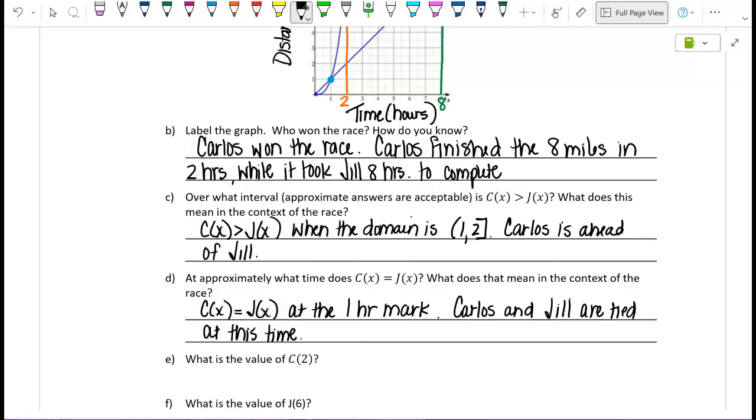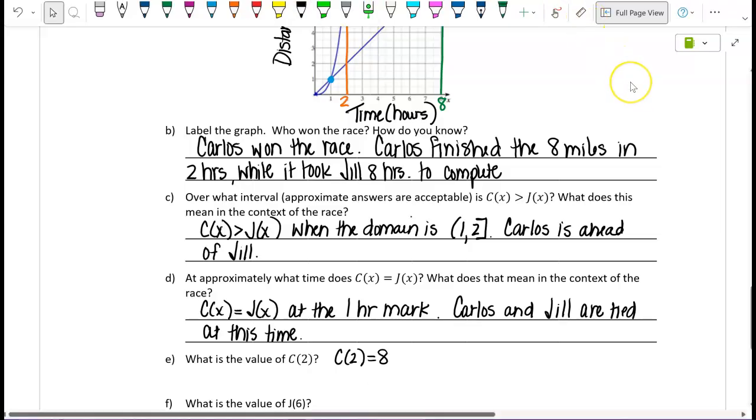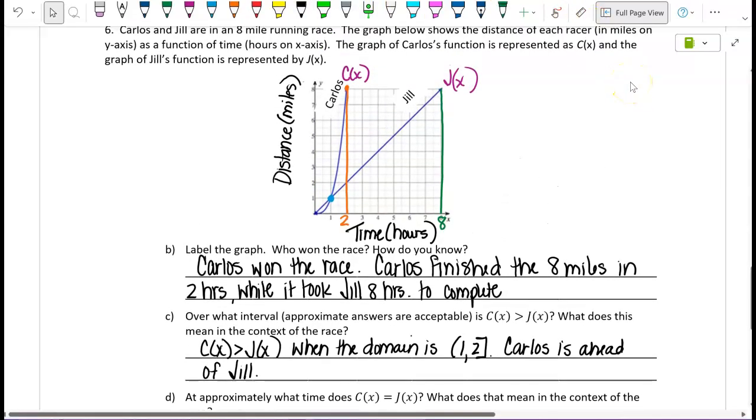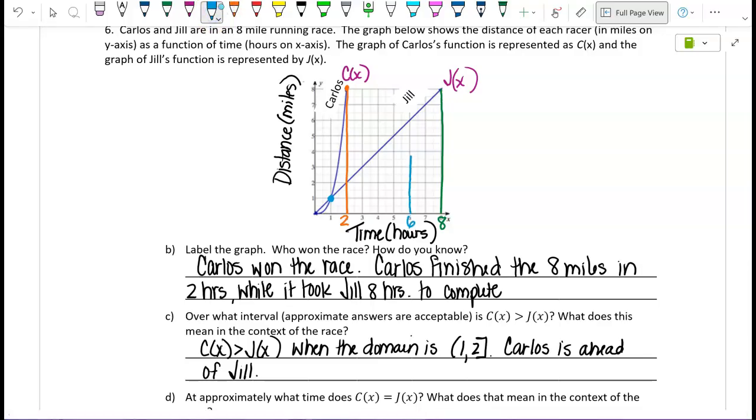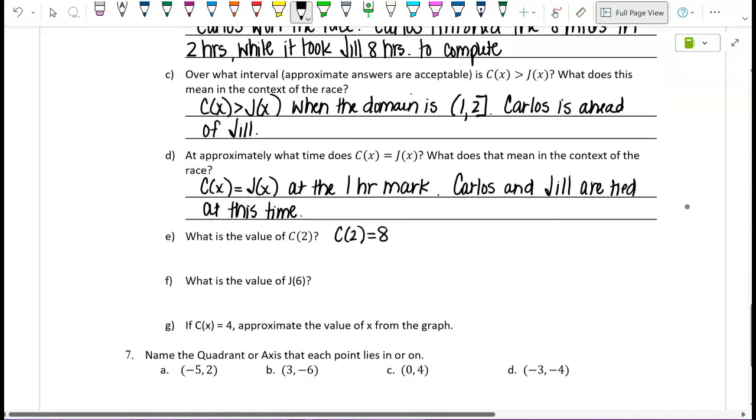Then they ask c of 2. Well, if I put a 2 in my x and I go up to c of x, he finished the race in 2 hours, so c of 2 equals 8. That's when Carlos finished the race. j of 6, if I go to 6 here and I go up to where it hits Jill's function, and then I look across at my y, so j of 6 equals 6. At 6 hours, she was at 6 miles.